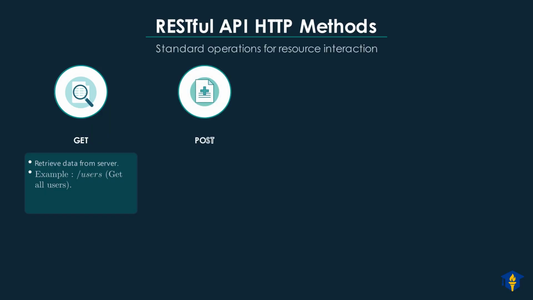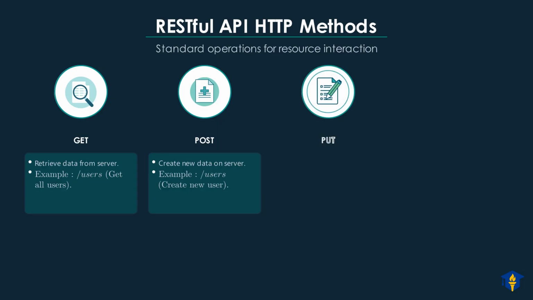The POST method is used to create new data or submit information to the server. When you want to add a new resource, like a new user, POST is the appropriate method. For instance, a POST request to /users with user data will create a new user entry.